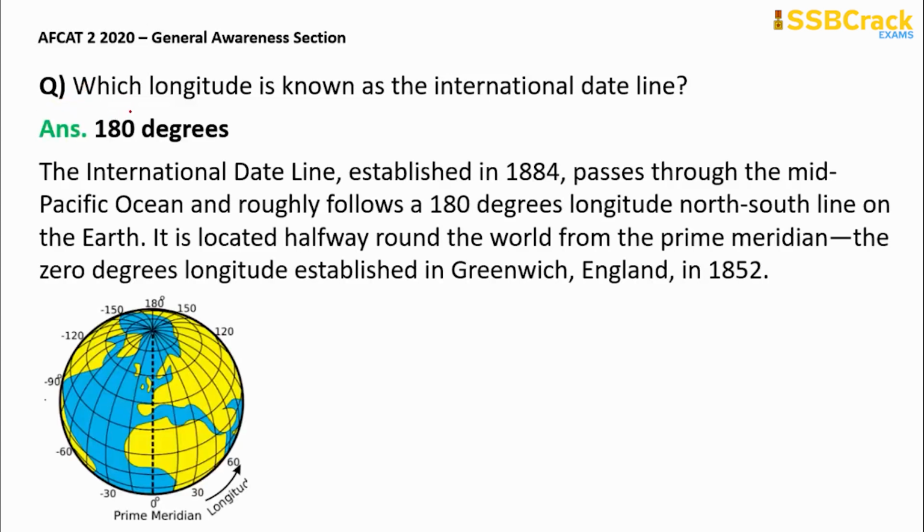The answer is 180 degrees. 180 degrees is the longitude which is known as the international dateline. It was established in the year 1884. It passes through the mid-Pacific Ocean, roughly along the 180 degrees longitude, a north-south line on the earth. It is located halfway around the world from the prime meridian, the 0-degree longitude established in Greenwich, England in 1884. So the correct answer is 180 degrees. We have covered everything.